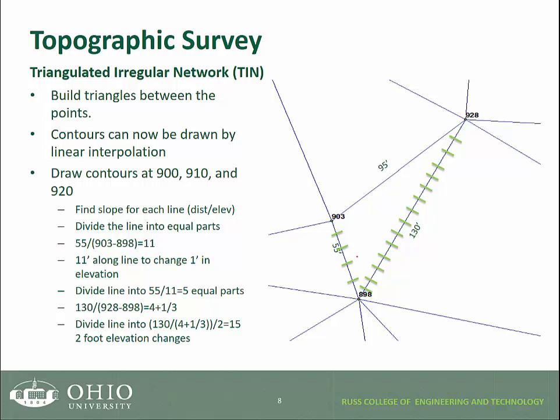The slope of this line would be the length of the line divided by the elevation change. The elevation change is 5 feet. The length of the line is 55 feet. 55 divided by 5 feet is 11. Therefore, every division represents a horizontal movement of 11 feet and an elevation change of 1 foot.